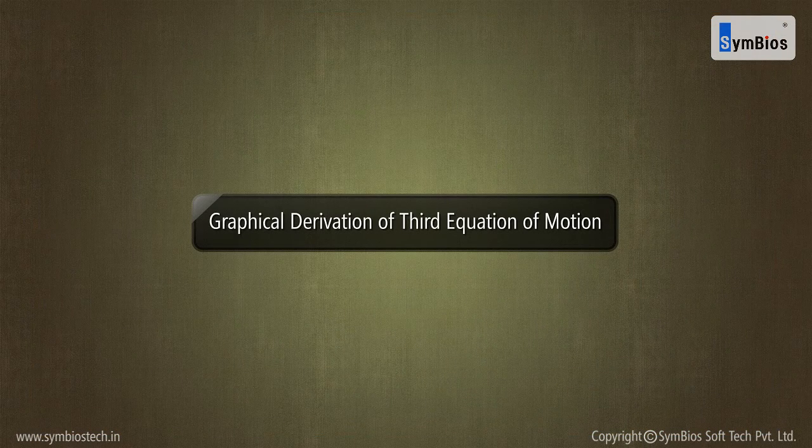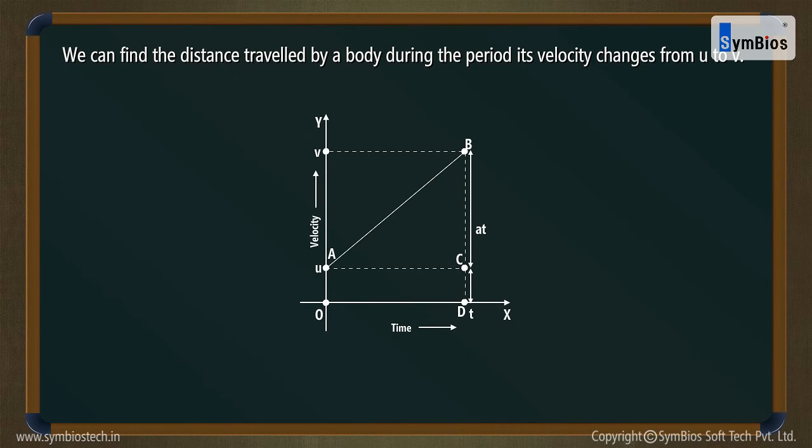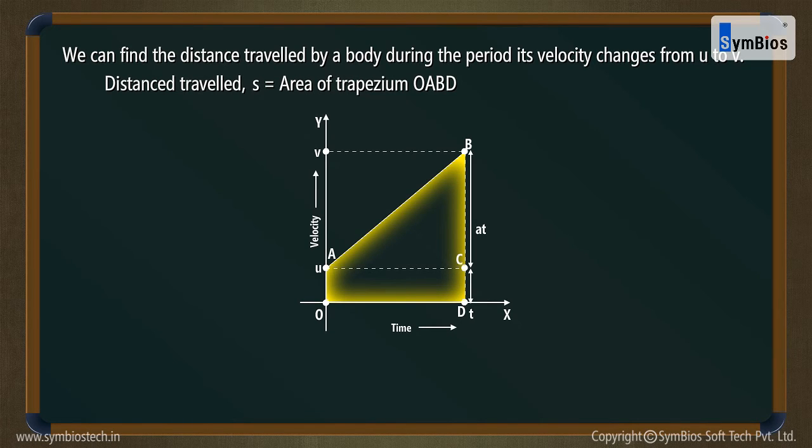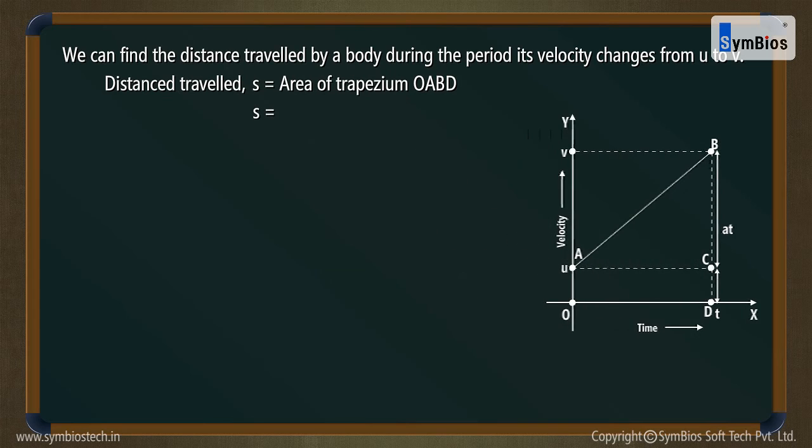Graphical derivation of third equation of motion. We can find the distance travelled by a body during the period its velocity changes from u to v. Distance travelled s is equal to area of trapezium OABD. s is equal to half into (BD plus OA) into OD, is equal to half into (BD plus DC) into OD, because OA is equal to DC.